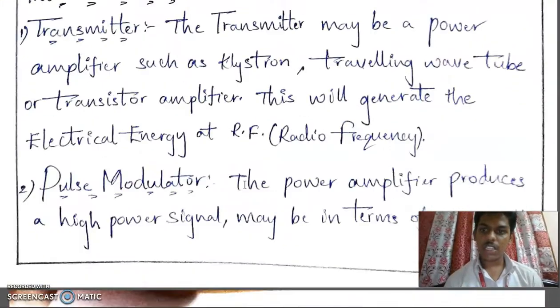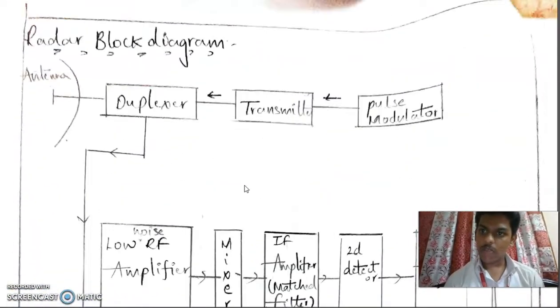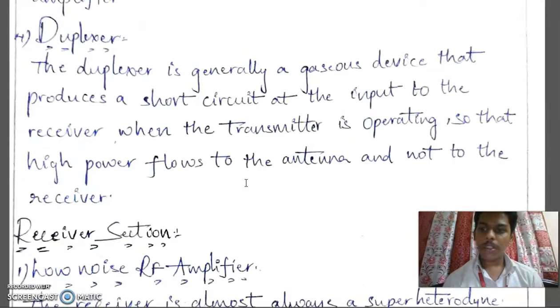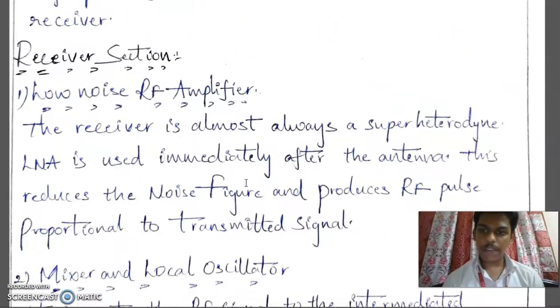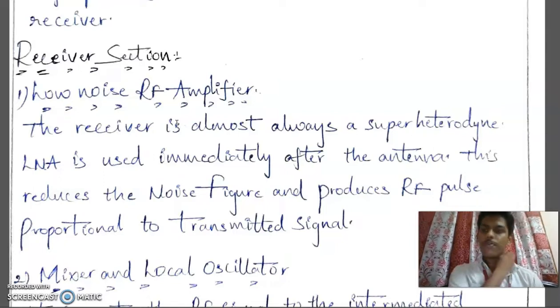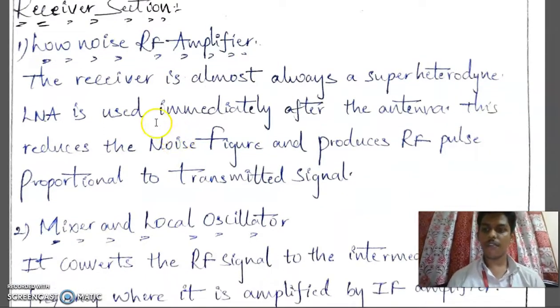In the receiver section, the first block immediately after the duplexer is the low noise RF amplifier. In radars, the receiver is always a superheterodyne receiver. The low noise RF amplifier is used immediately after the antenna. This reduces the noise figure and produces an RF pulse proportional to the transmitted signal. This is about the low noise RF amplifier.